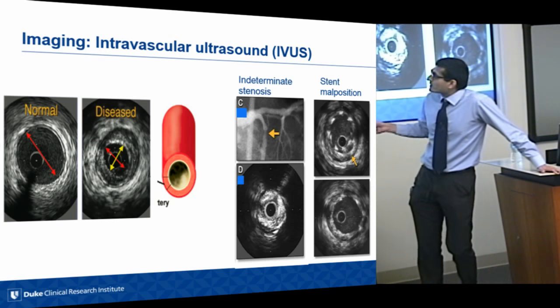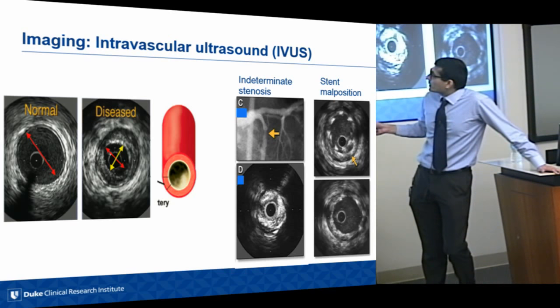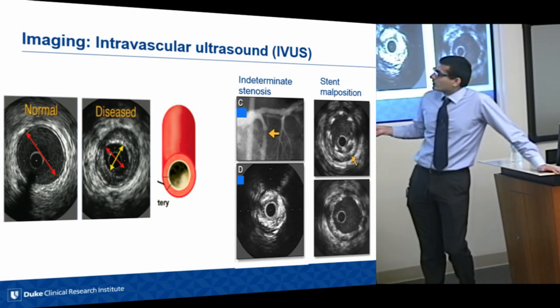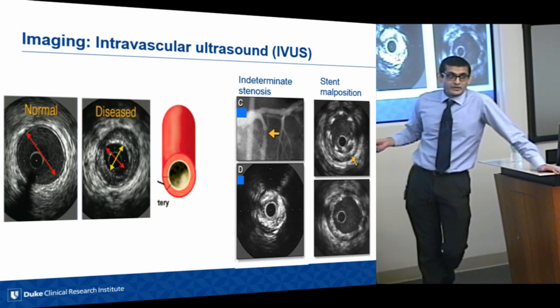And the other area, like I said, is stent malapposition. And so these bright specks are stent struts. And you see here, they're really not opposed against the wall. And this could be a recipe for stent thrombosis. And so they went back and ballooned this out, essentially normalized that area.